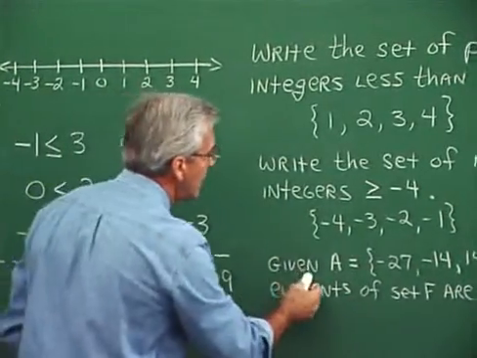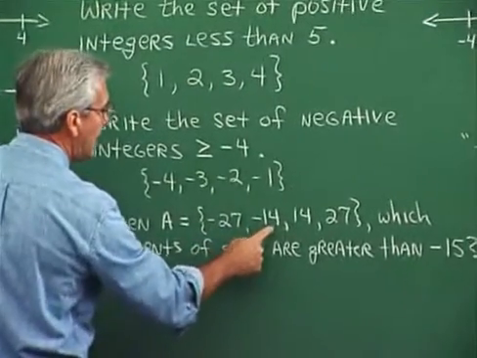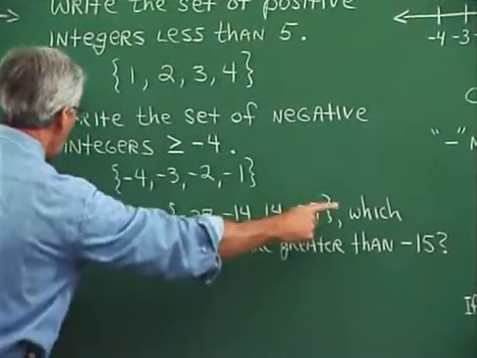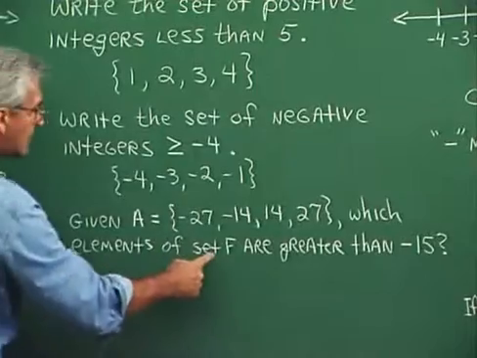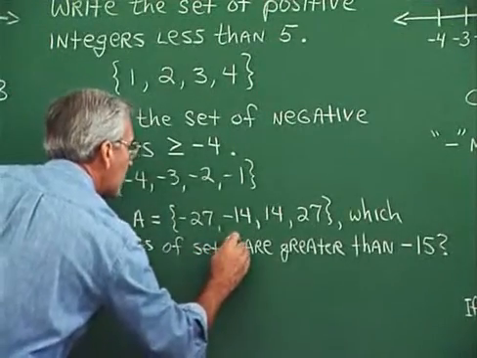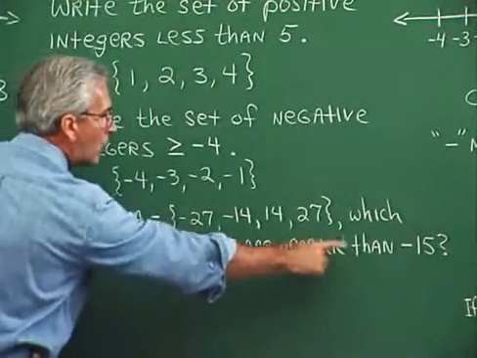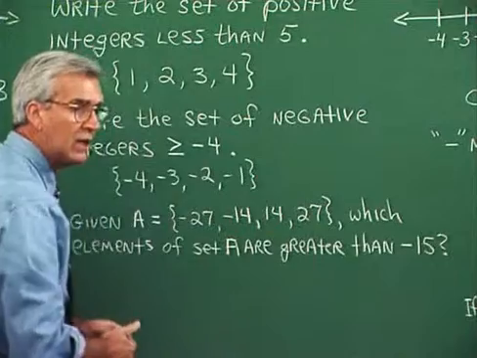In this one, we're given that A is the set containing negative 27, negative 14, 14, and 27. Which elements of set A are greater than negative 15?